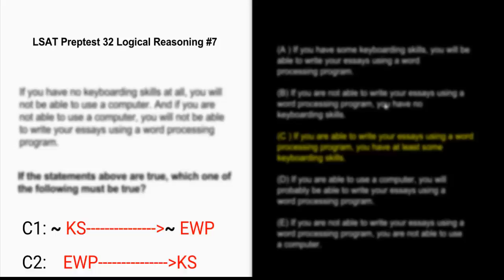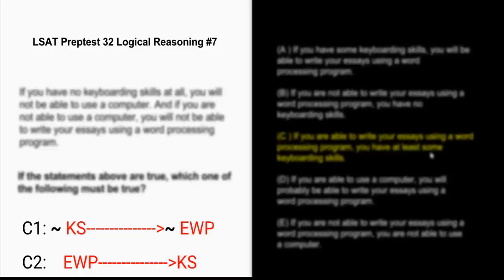If you're not able to write your essays using a word processing program. Well, do we have that? If you're not able, we only know if you have no keyboarding skills. So we don't know that either. So that's out. Okay, let's go to C. If you're able to write your essay using a word processing program, right here, okay, basically the contrapositive, then you at least have some keyboarding skill. So that's correct. That looks like that's the contrapositive.